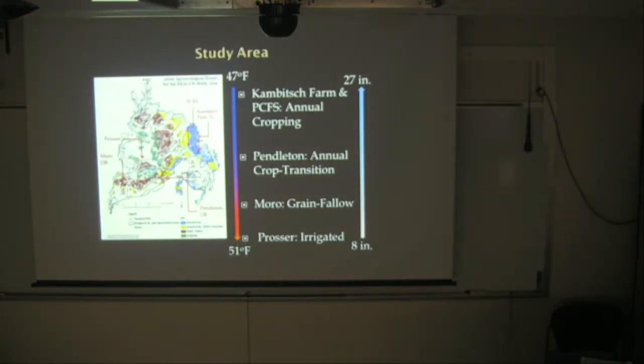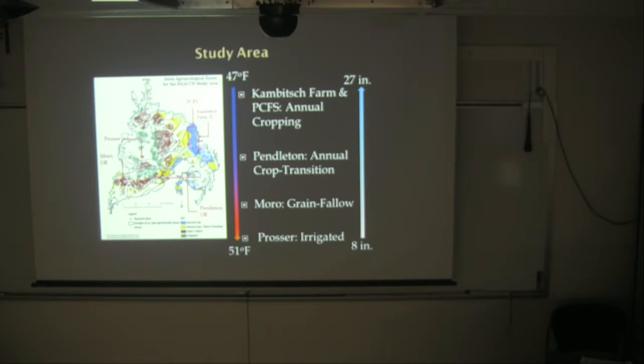This is a depiction of the study area. It spans 4 agroecological classes, which are distinct growing zones, and includes 5 sites. These sites are Cambridge Farm, just outside of Genesee, Idaho, and PCFS, just outside of Pullman. These are in annual cropping zones. Pendleton, Oregon, which is in an annual crop transition zone. And Morrow, Oregon, a grain fallow zone. And then lastly, Prosser, which is an irrigated site.